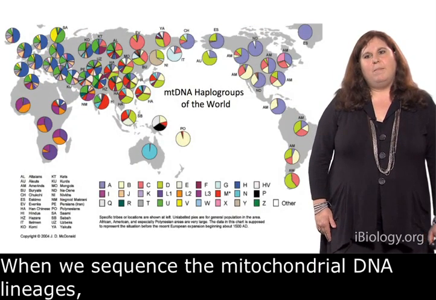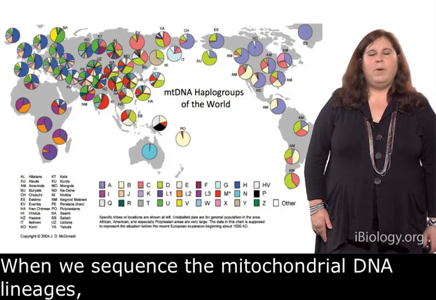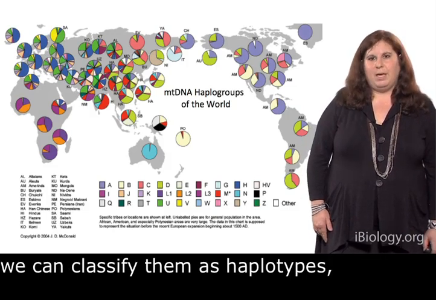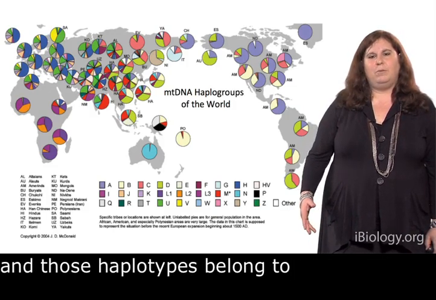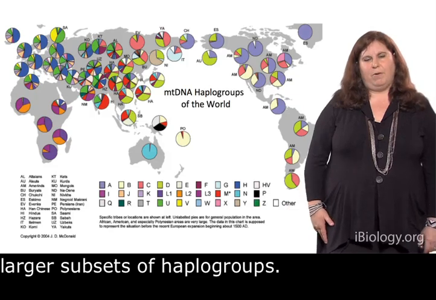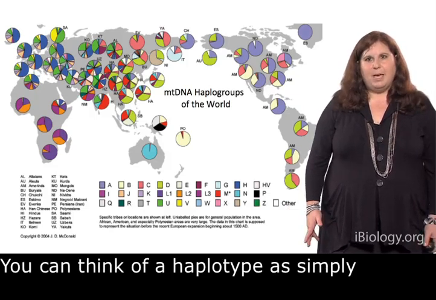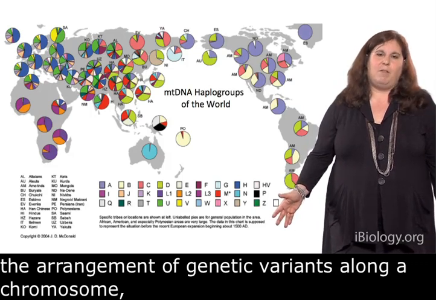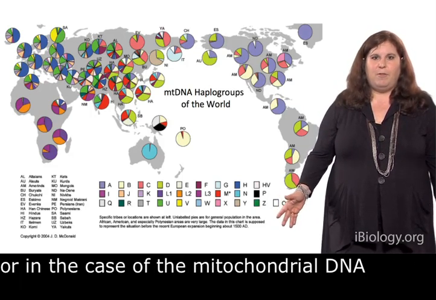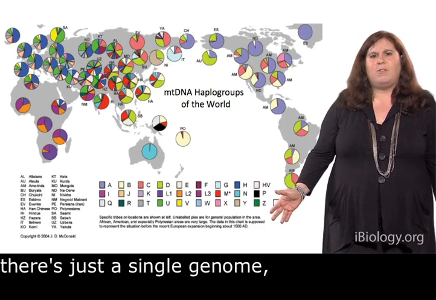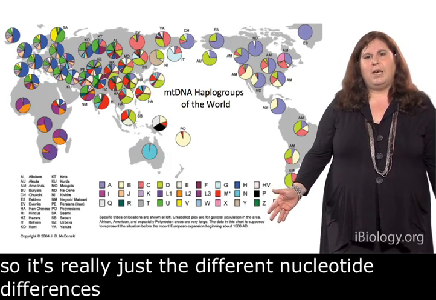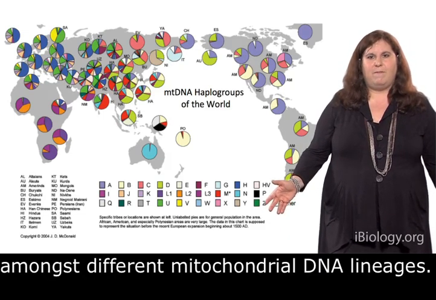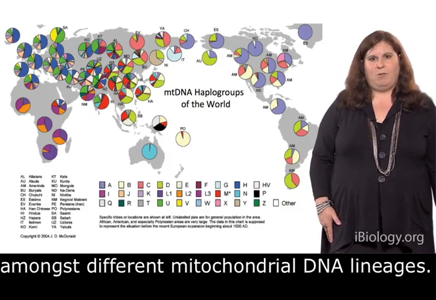When we sequence the mitochondrial DNA lineages, we can classify them as haplotypes, and those haplotypes belong to larger subsets of haplogroups. And you can think of a haplotype as simply the arrangement of genetic variants along a chromosome, or in the case of the mitochondrial DNA, there's just a single genome. So it's really just the different nucleotide differences amongst different mitochondrial DNA lineages.